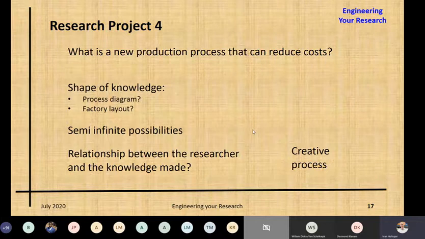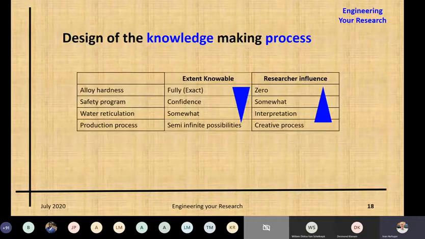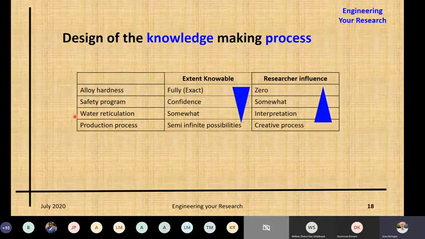Okay, so now let's go and take these four and let's summarize them and look at them in relation to each other. We said that methodology was the design of the knowledge-making process, and we said we needed to worry about knowledge and we need to worry about the person in the process. So now here we've got our four different research projects that we were looking at briefly: the alloy hardness, the safety program, the water reticulation, and the production process.